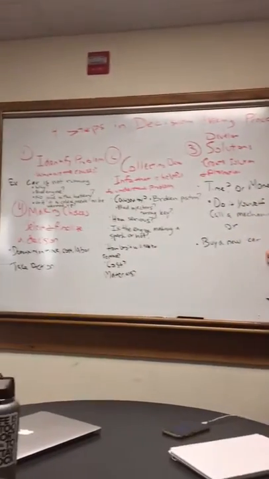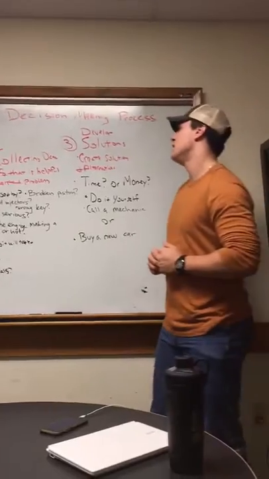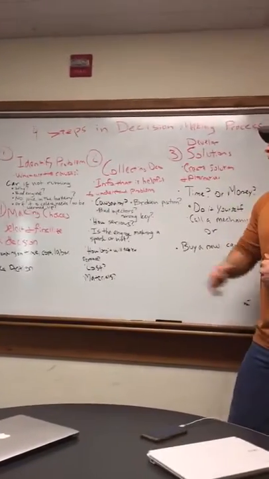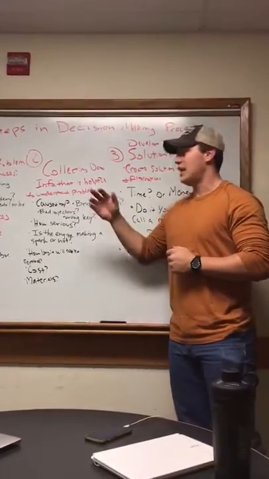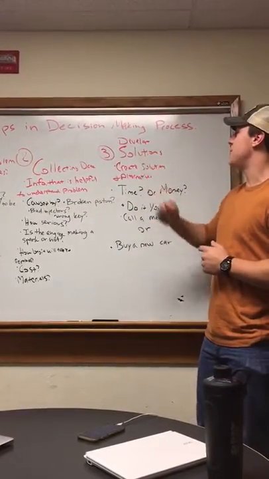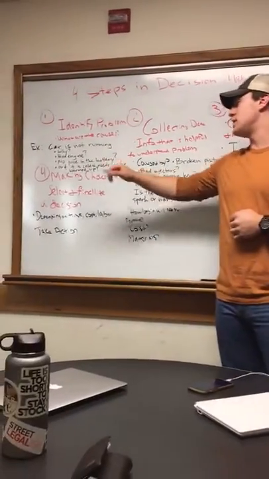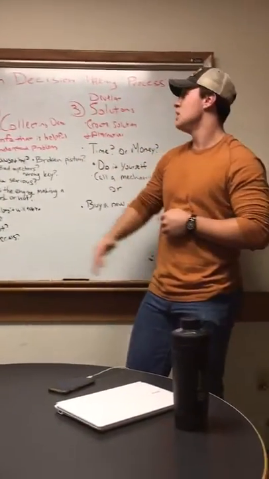Number 2, the 4 steps in the decision-making process. So, the first step is to identify the problem. The second step is to collect data. The third step is to develop any solutions. And ultimately, the fourth step is to make your choice.